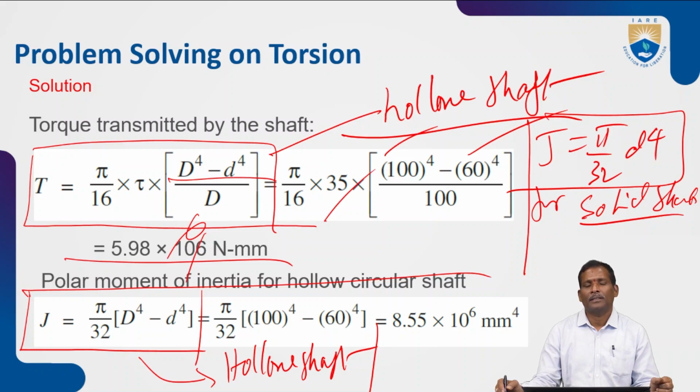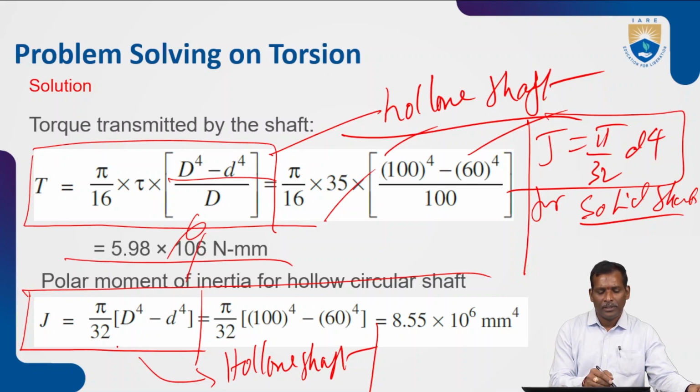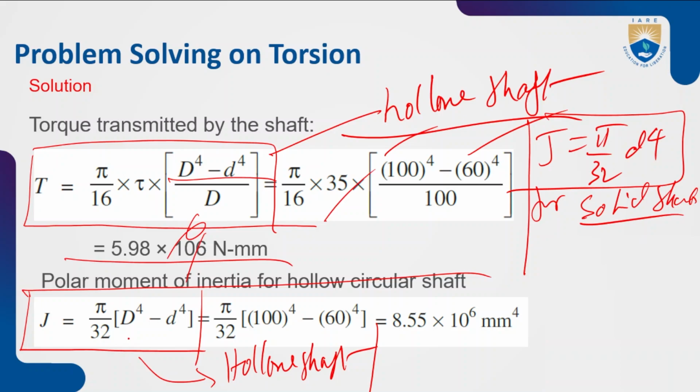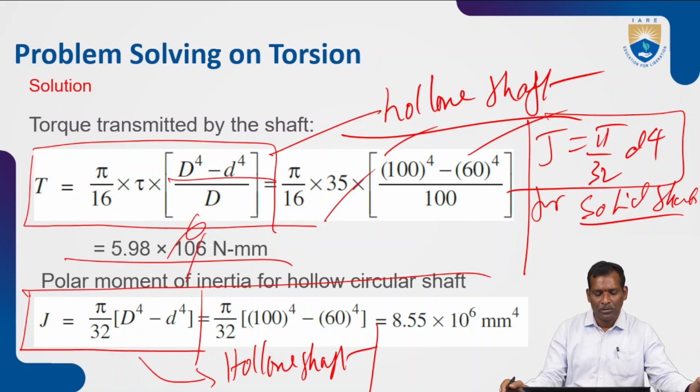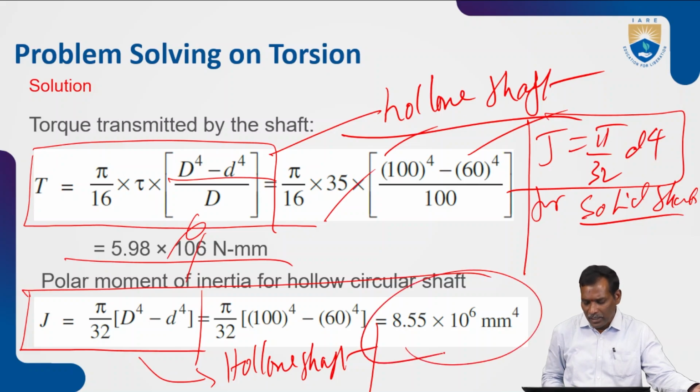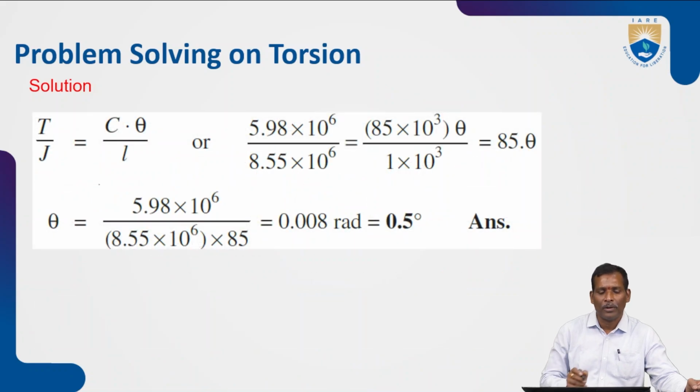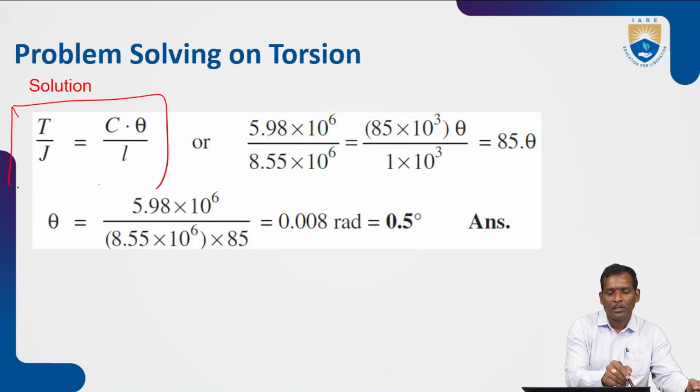So now, the given shaft is a hollow shaft, so calculate the polar moment of inertia for the hollow circular shaft. Capital D you know, and small d also you know. That is capital D is 100 and small d is 60. Substituting this, you will get J value 8.55 into 10 to the power of 6 mm to the power of 4.